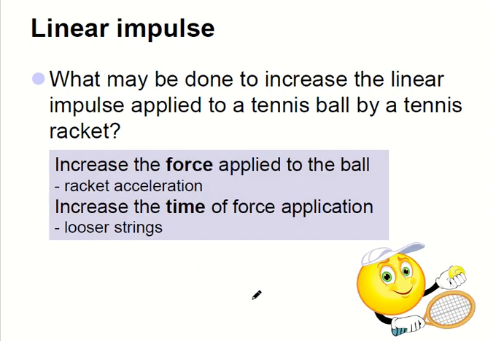First, you're going to increase the force applied to the ball, which means accelerating the racket. Then increase the time of force application, meaning you're going to loosen your strings if you want to increase the linear impulse.